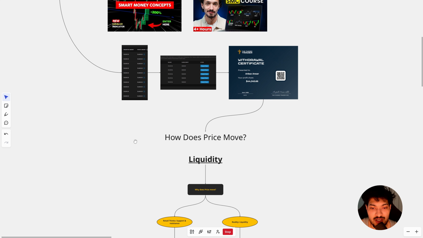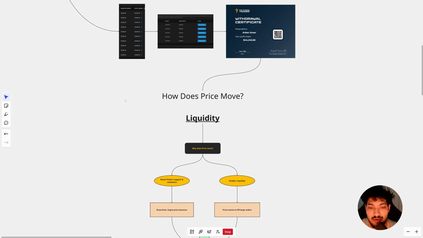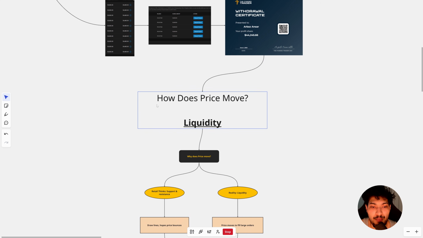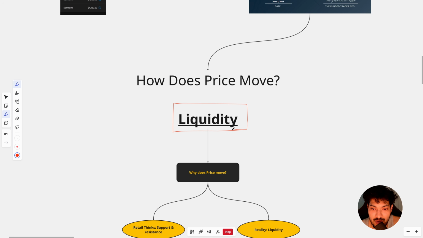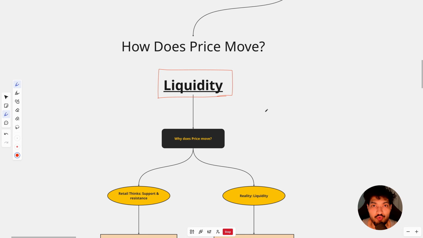Before I even teach you guys a single concept in this video, you first have to understand how price even moves in the first place. All of this is driven by liquidity. So every single move you see in the market, right? You see some type of crazy high or low being made, a crazy pump or a crazy dump. All of this is driven by institutional algorithms and institutional players engineering liquidity to load their positions. The price is not moving because of just random patterns.